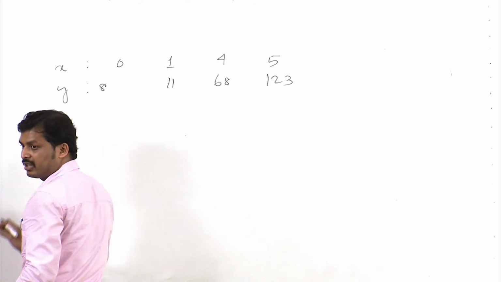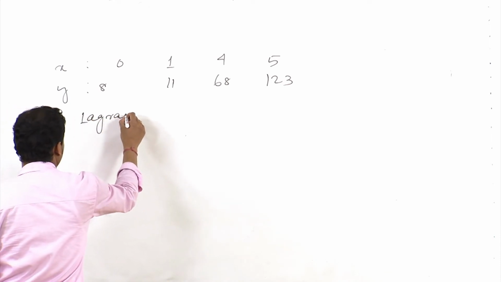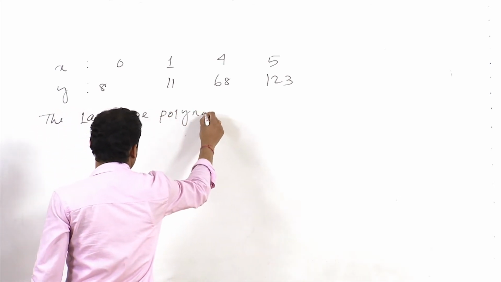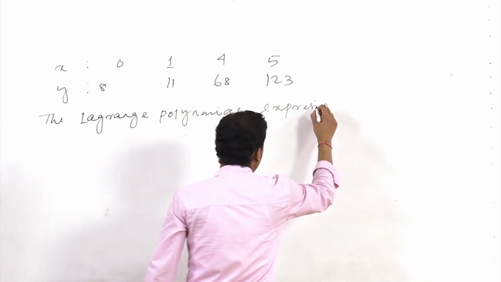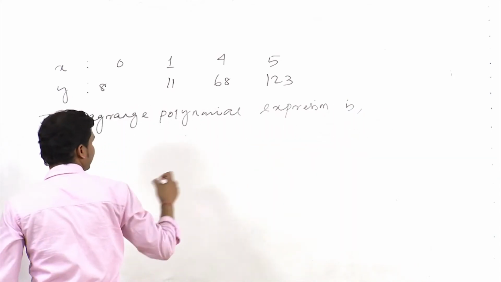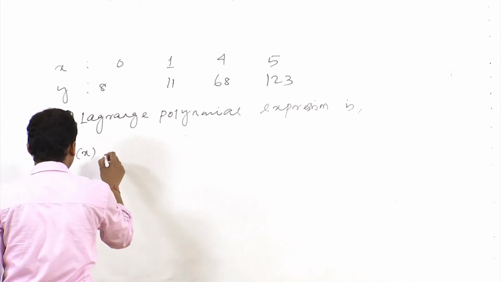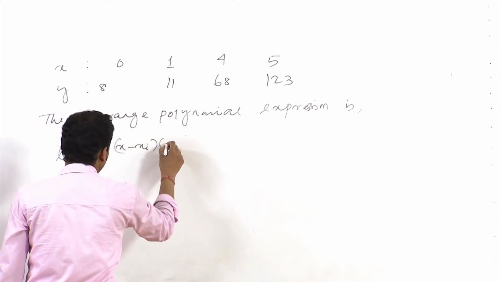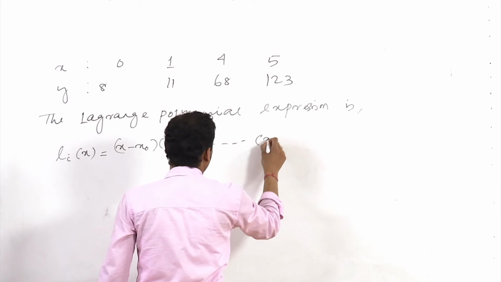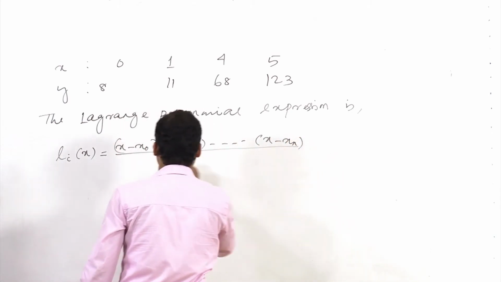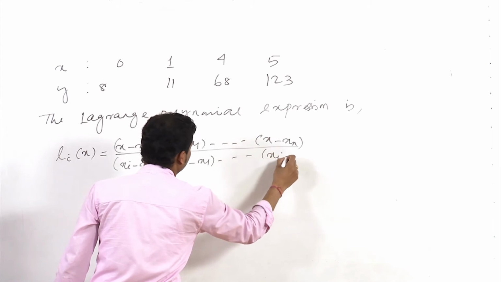we can go up to a polynomial of degree 3 here. So, that is why this Lagrange polynomial expression will be like Li(x) equals x minus x0, x minus x1 up to x minus xn, divided by xi minus x0, xi minus x1 up to xi minus xn here.